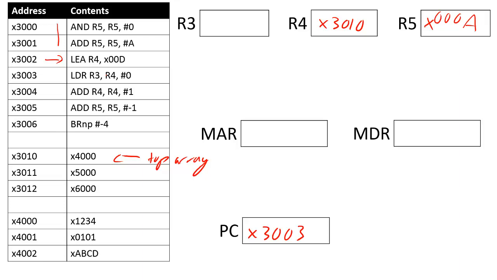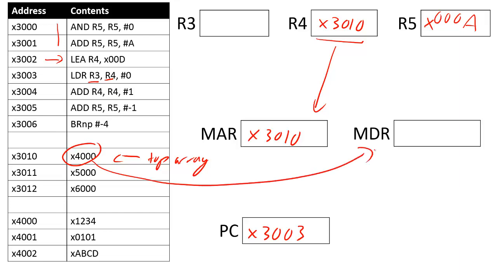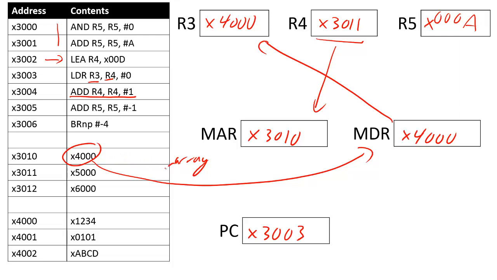Now we have the top of our array, and what we want to do now is load that top of the array into R3. The way we do that is by saying, hey, R4, you have my array address. Send that to the memory address register, x3010. Then load that value into the MDR, x4000. Once I have that in my memory data register, we put that in register 3. So now we have the top of the array in our R3. The next step is I'm going to add the value 1 to this, so that rather than pointing at the top of the array, my array pointer R4 is pointing to the next address.